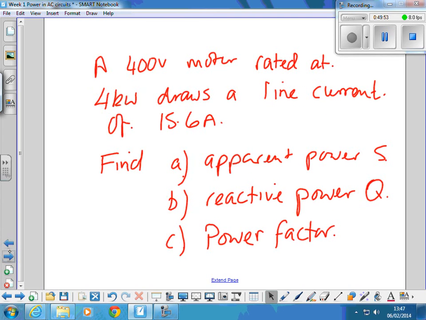So before I give you the tutorial questions, I'll just put a quick example up on the board so we can run through one and clarify where the results might come from. I'll give you a couple of minutes to write that down. A 400 volt motor rated at 4 kilowatts draws a line current of 15.6 amps. Find the apparent power S, the reactive power Q, and the power factor.